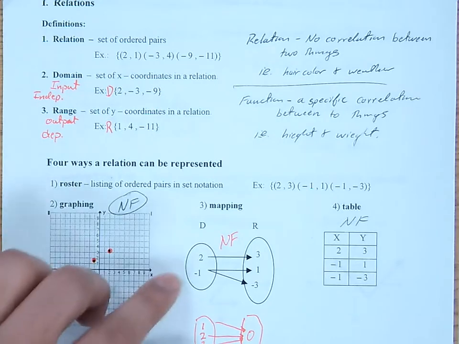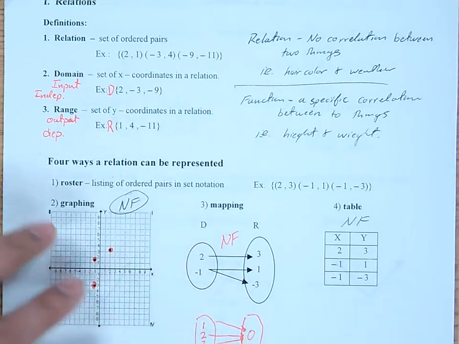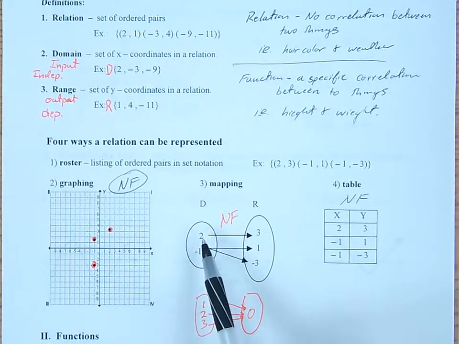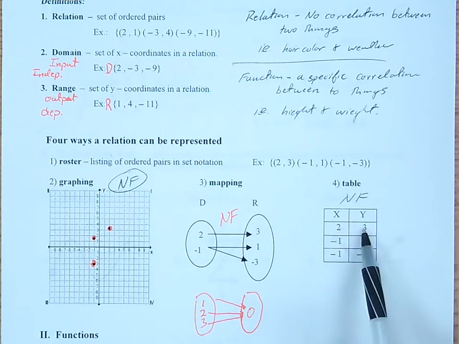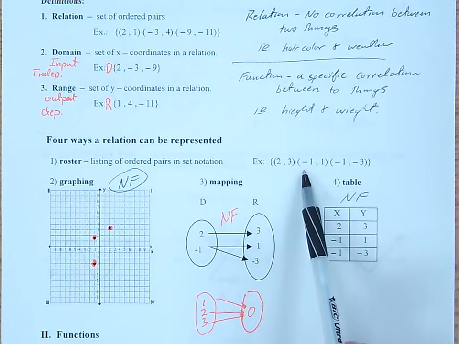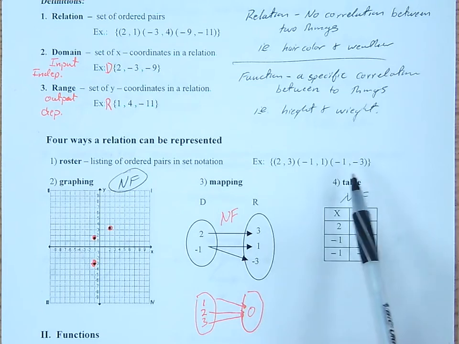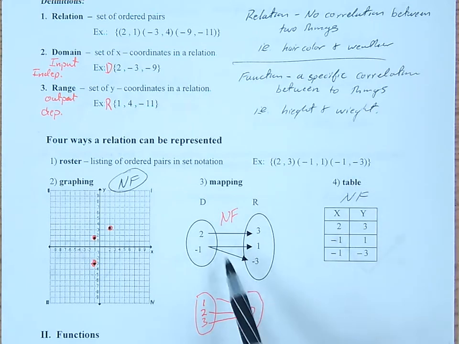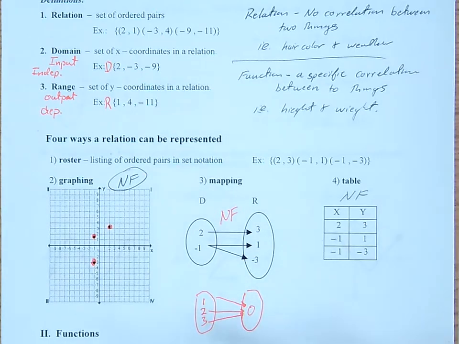If I have a mapping, which is two bubbles here, and you draw the lines from 2 to 3, negative 1 to 1, and then negative 1 to negative 3. You see how this one input has two outputs? That can't happen. You can't put the number negative 1 into a function and then spit out two different answers. That simply doesn't happen, so this is actually not a function.